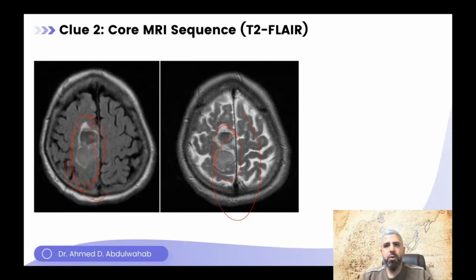Exactly. We need to do a gradient echo, gradient images, or susceptibility weighted imaging. Not diffusion, because we are not suspecting an ischemic stroke. We are suspecting bleeding or mass. How to rule out bleeding? You use gradient or susceptibility weighted imaging.